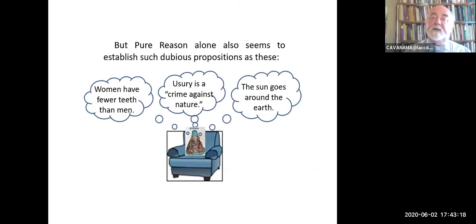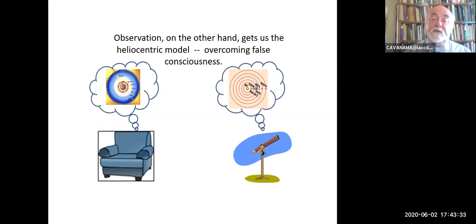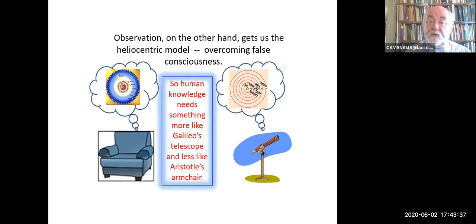But then pure reason alone seems to get us very dubious propositions like women have fewer teeth than men, usury is a crime against nature, the sun goes around the earth. Regarding science, pure reason alone is what gave us the geocentric falsehood. When we started to look in the telescope instead of sitting in the chair, that's where we started to sort things out vis-a-vis the cosmos.